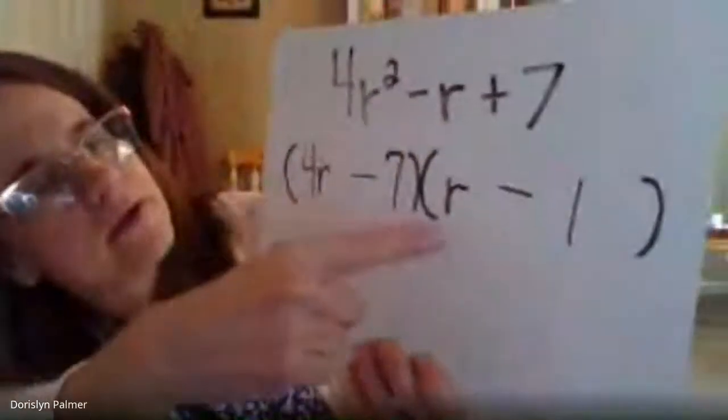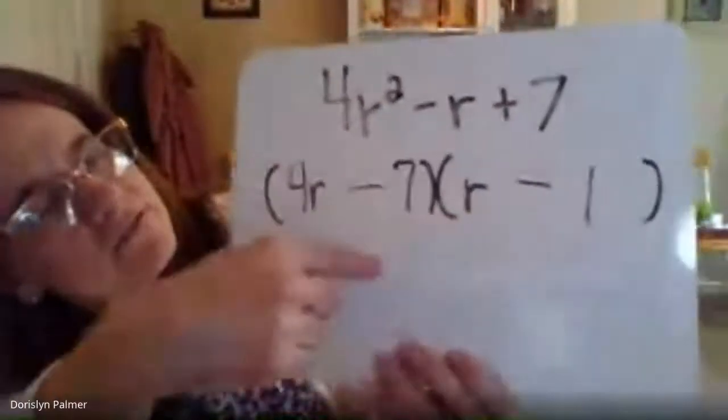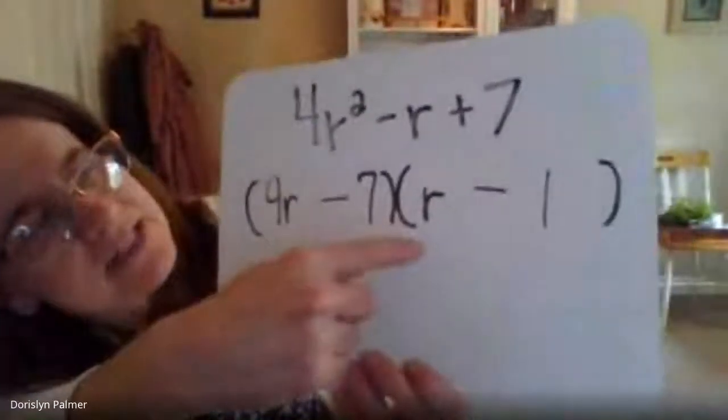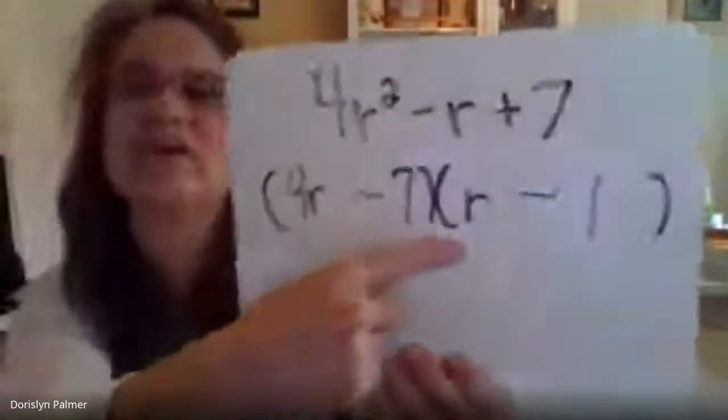I'm going to try 4r and r. Okay? If I put a 4 here and a 1 here, that's a negative 4r and a negative 7r. That gives me a negative 11r. That doesn't work.